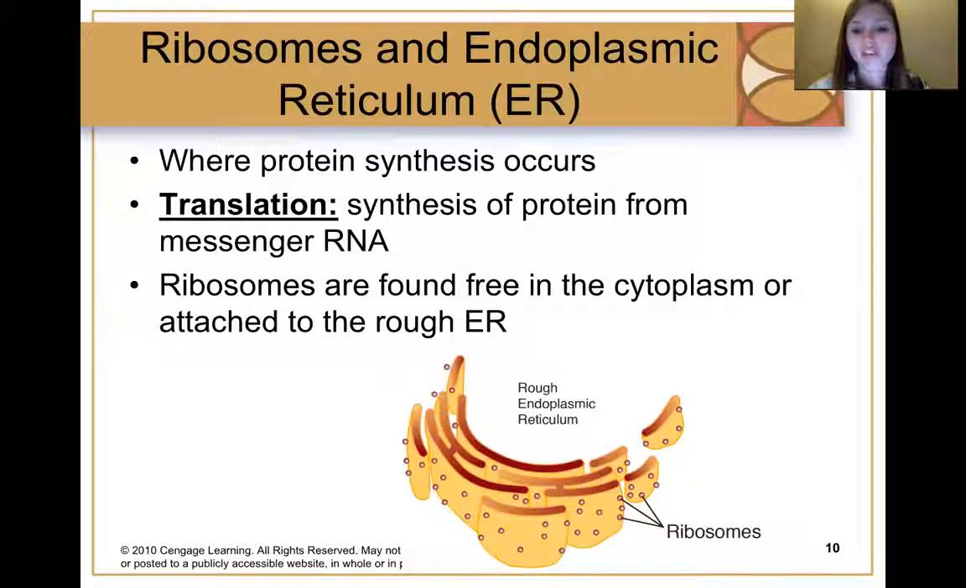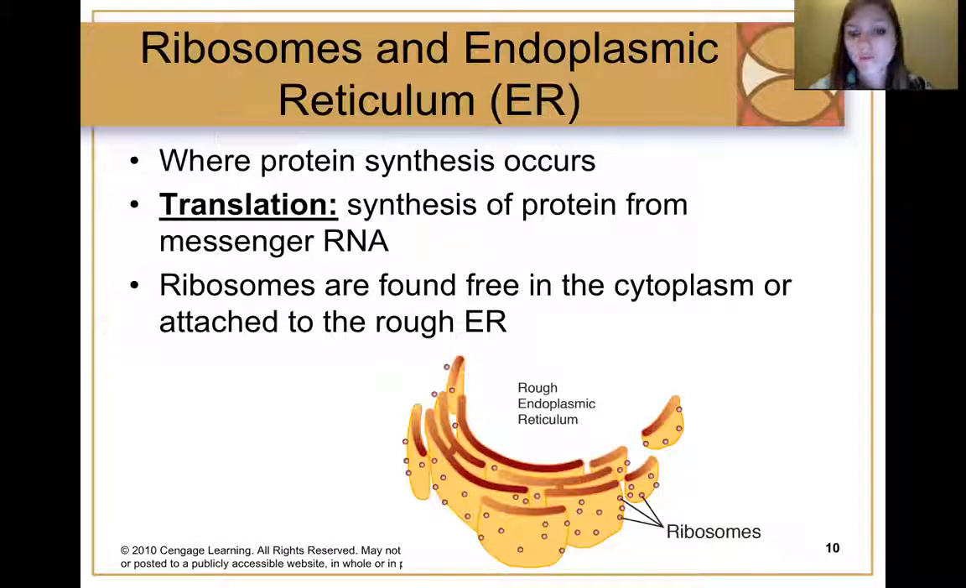Ribosomes are found free in the cytoplasm. You probably remember that picture early on of the cell where you had the little small dots of the ribosomes kind of out in the cytoplasm. And they're also found attached to the rough ER. So if you remember that picture, there's the rough ER and there's the smooth ER. And what makes the rough ER rough is that these ribosomes are attached.